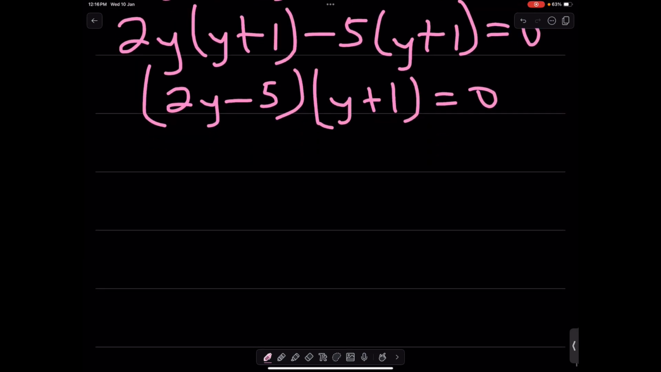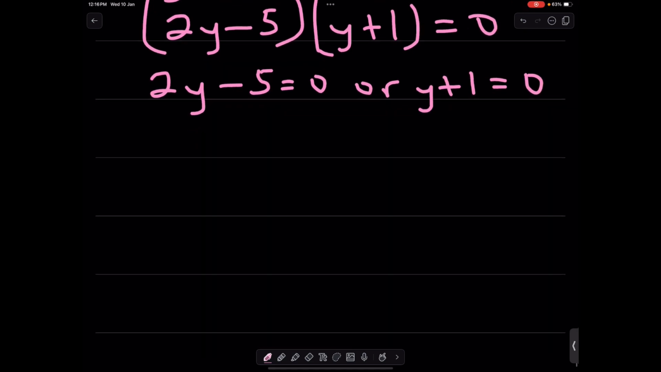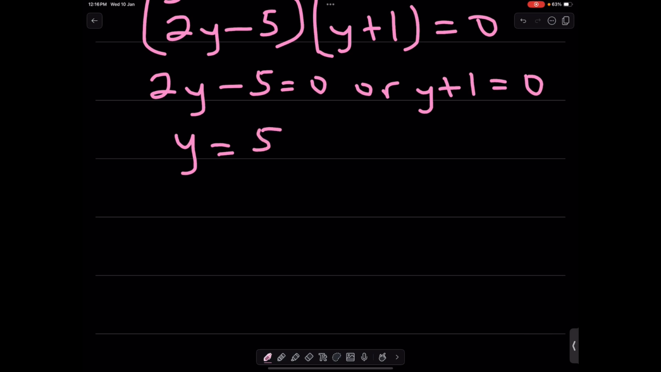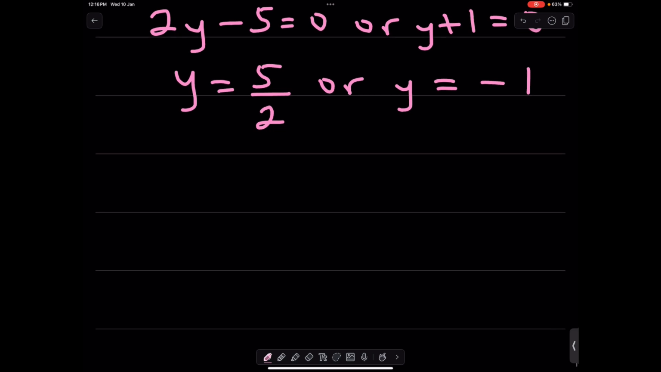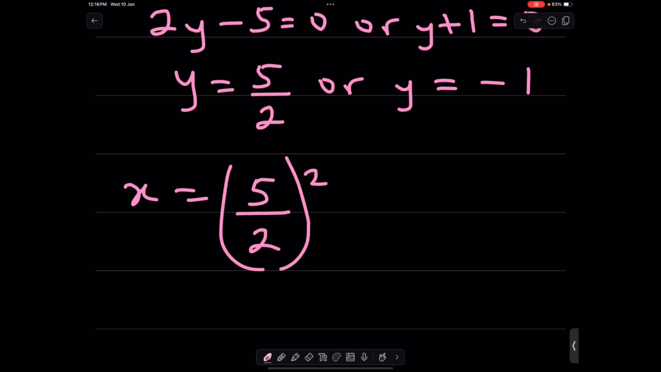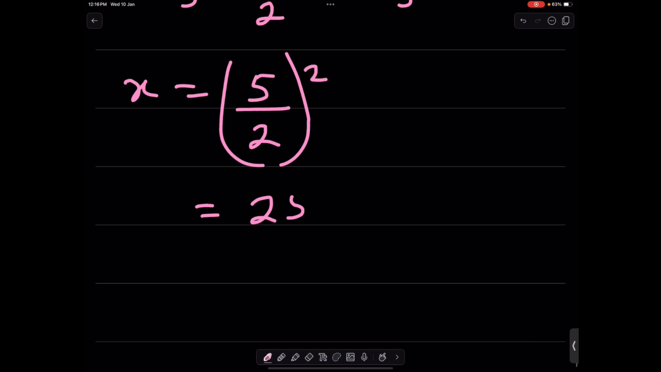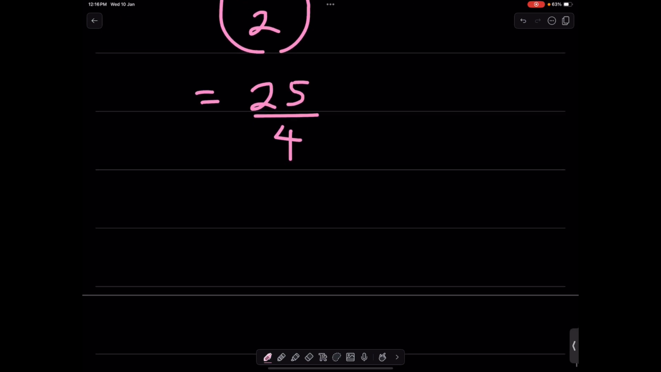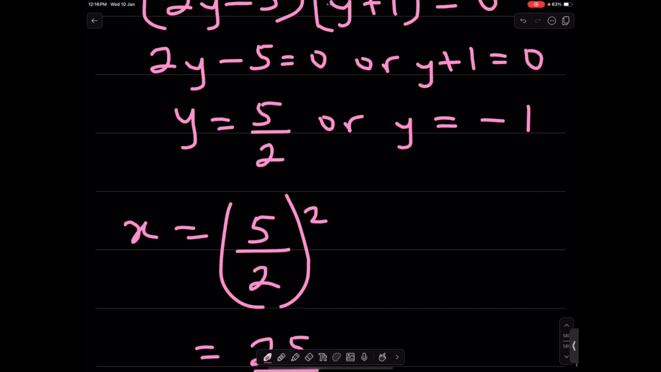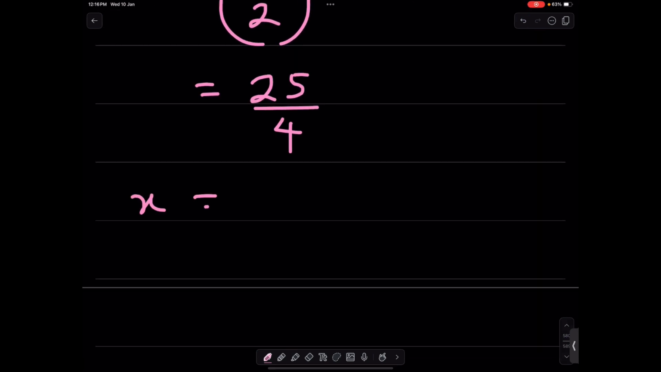And that's the same as 2y minus 5 equals 0, or y plus 1 equals 0, which means y equals 5 over 2, or y equals minus 1. Now when y equals 5 over 2, x is equal to the square of 5 over 2, because x is y squared. So that simply means x equals 25 over 4. And when y equals minus 1, x equals the square of minus 1, which is equal to 1.